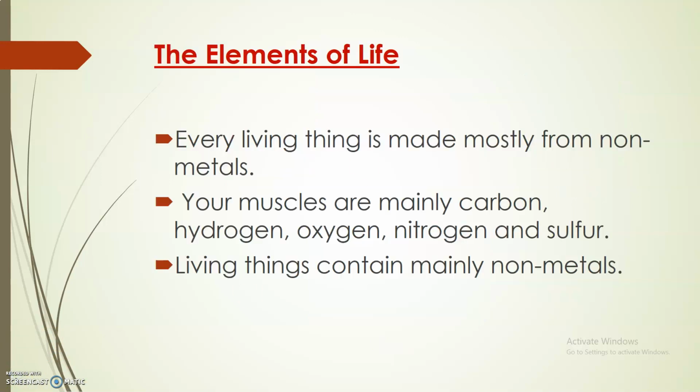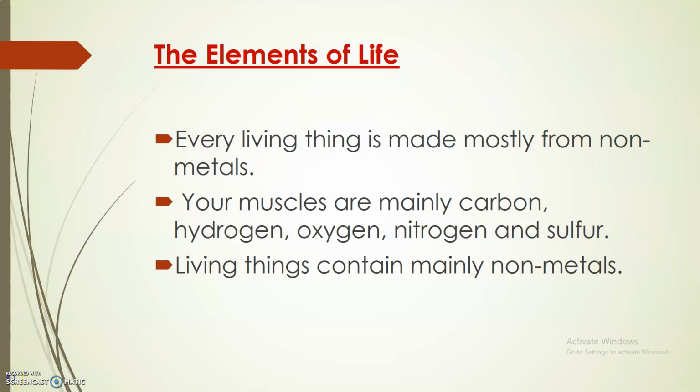Now we'll discuss a topic, the elements of life. You have to understand the value of metals and non-metals in the human body. Every living thing is made mostly from non-metals. In the human body, non-metals are seen in a larger amount. Your muscles are mainly carbon, hydrogen, oxygen, nitrogen, and sulfur. Living things contain mainly non-metals.